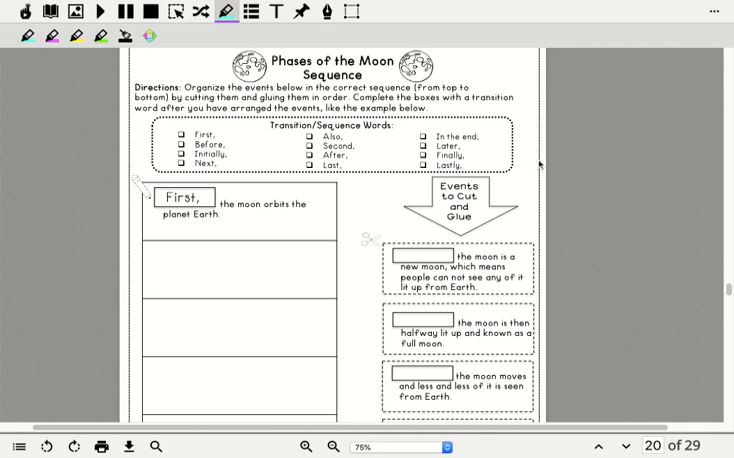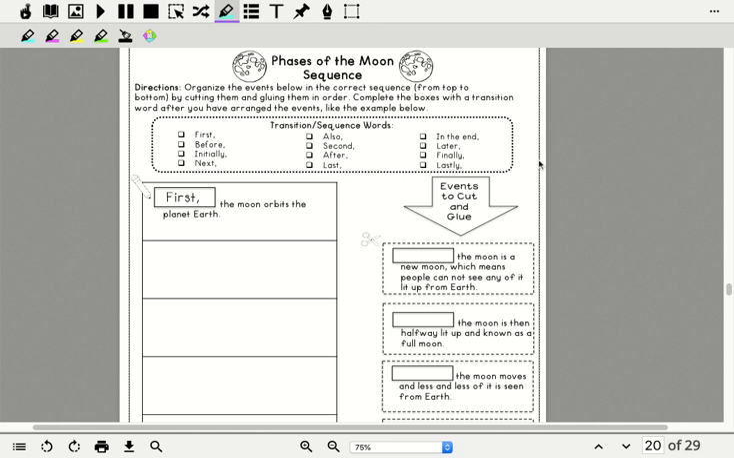Okay, so on this video, we're going to be doing our solar system and phases of the moon. We're going to do the sequence, text features, and text structures pages. Okay, so we haven't done one of these sequence pages before, so let's look at this really carefully.